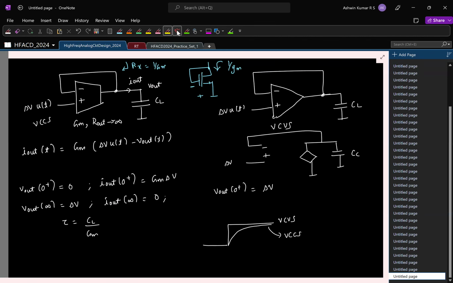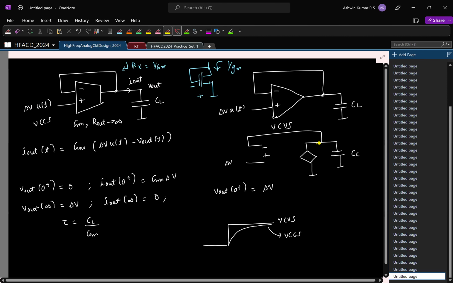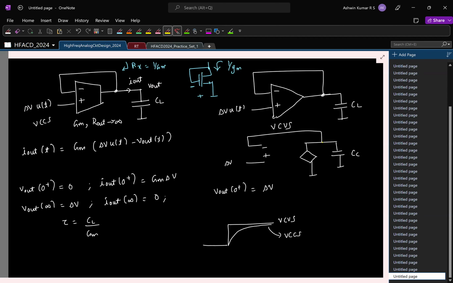In a VCVS, what is getting fixed here is the output voltage. There is no equation that governs the current as such. Only the voltage is fixed. It is a voltage source. To sustain that voltage, it can provide any amount of current.